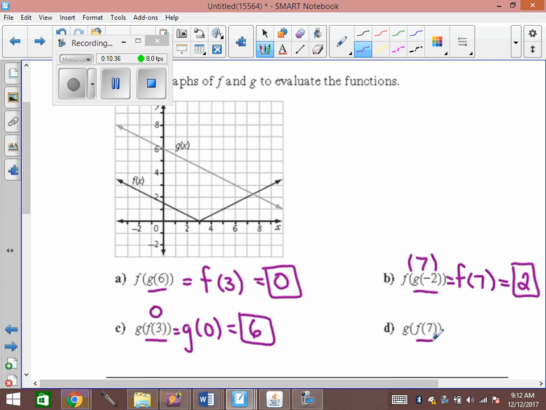F of 7 is 2. Then we need to find G of 2, which is 5. Yeah?